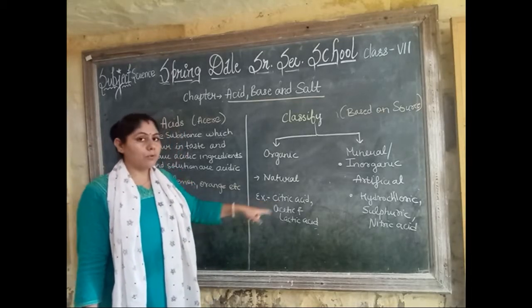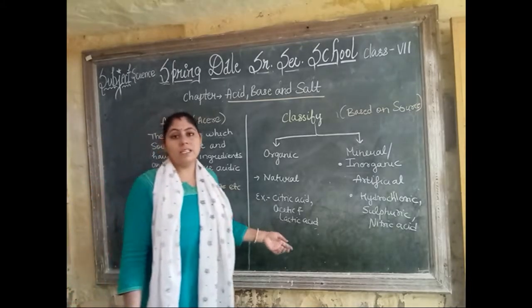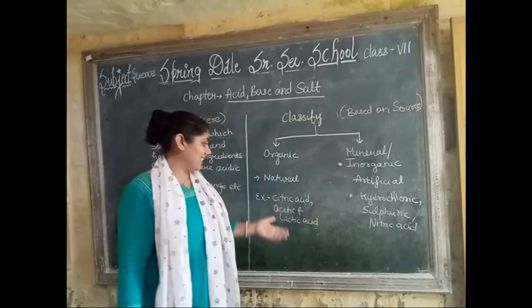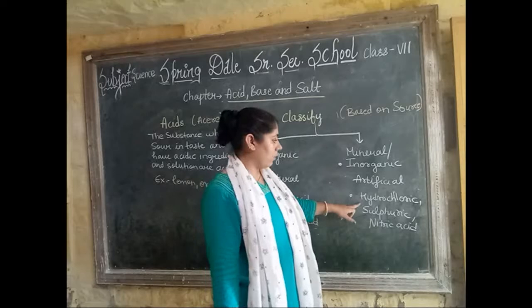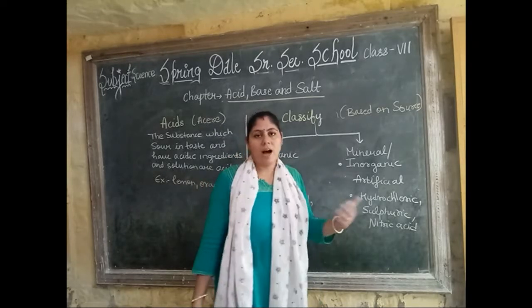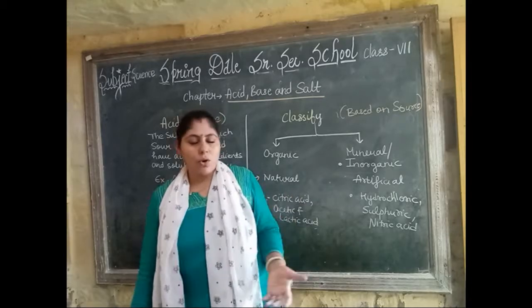Citric acid is mostly found in lemon, oranges, all these things. Lactic acid is found in curd, acetic acid is found in vinegar, and inorganic acids are like hydrochloric, sulfuric, nitric acid. They are all made by chemical reactions.